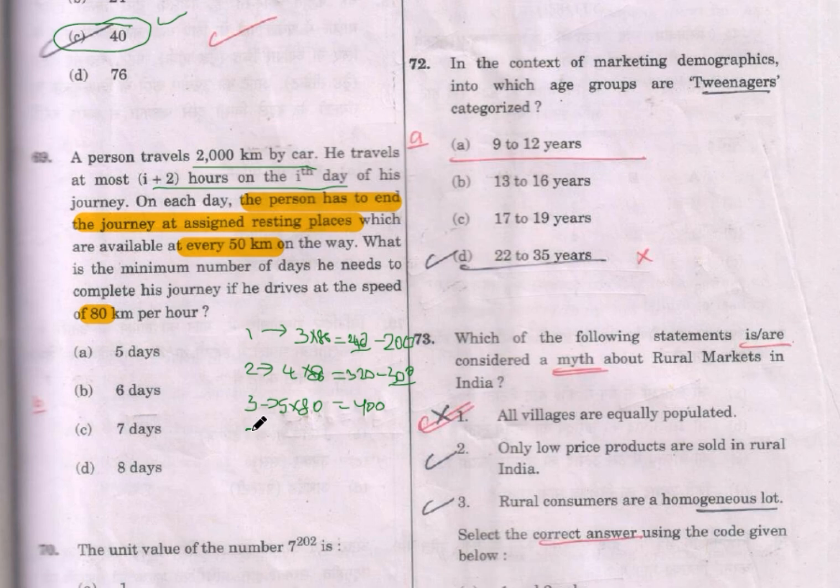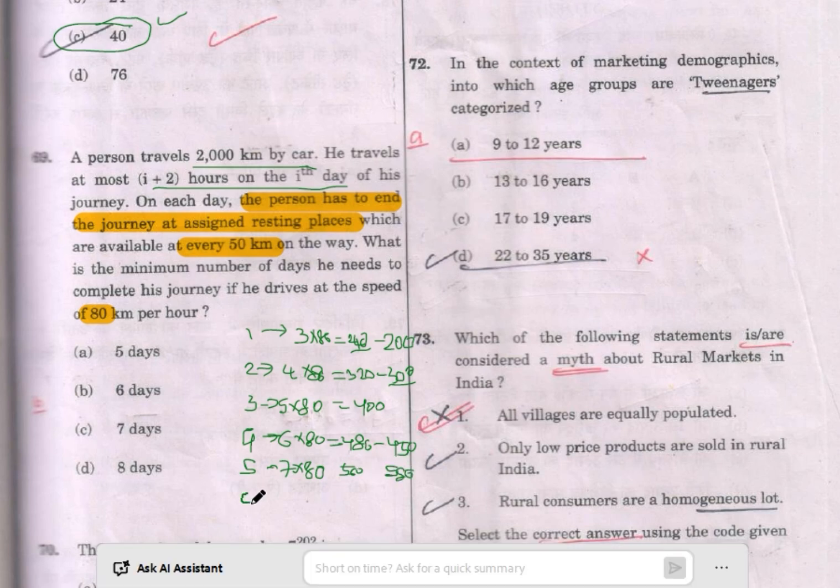Like this, fourth day, fifth day. That is 6 into 80, that is 480. Now they will cover 450 only because of resting. Then 7 into 80 is 560, but he will cover only 550. So there will be the sixth day where 8 into 80, that is 640, but 640 will not be required.